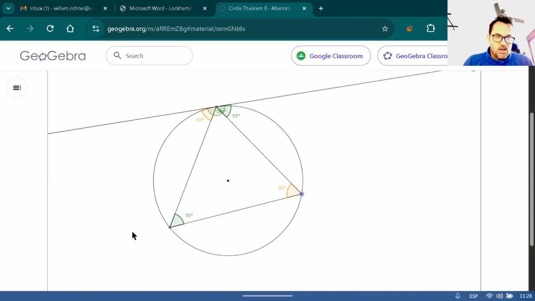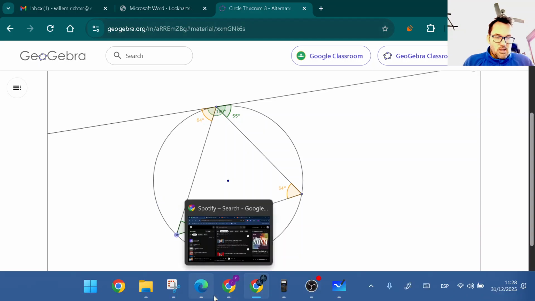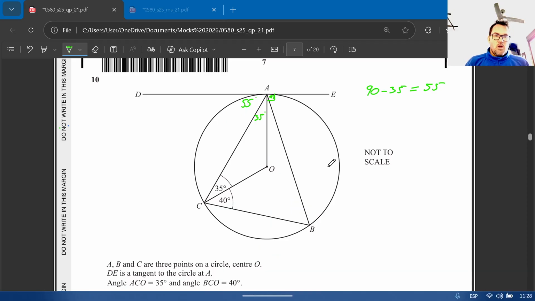If we move this one, 55, 55, look, now the other one will change. These two stay 55, those change, but they stay the same. So that's the alternate segment theorem. Which tells us that this angle here, DAC, 55, equals this one over here, which is 55. If only I was better at making 5s. I don't know why, I find it so hard.